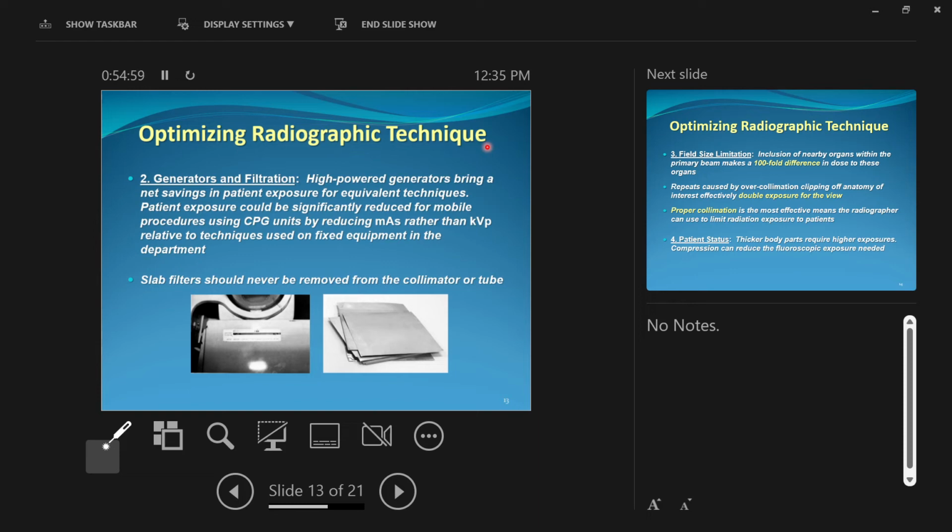Okay, so I'm not going to focus too much. I'm pretty much just going to say what it says here and not expand too much. But okay, so the X-ray machine is an electrical device. It has to generate electricity in order to make X-rays.